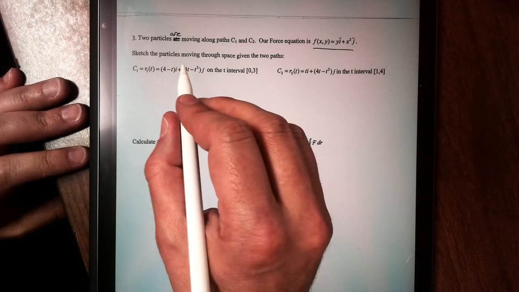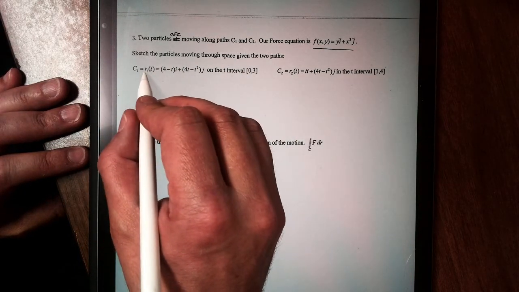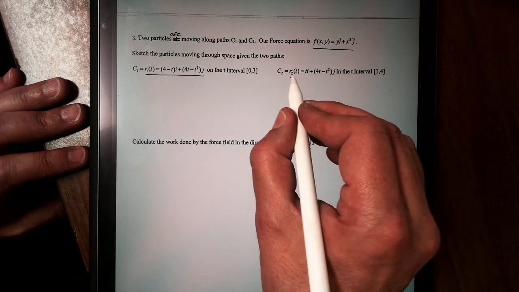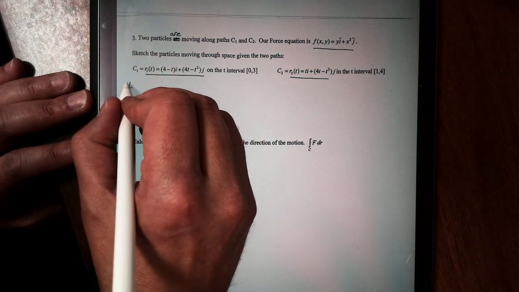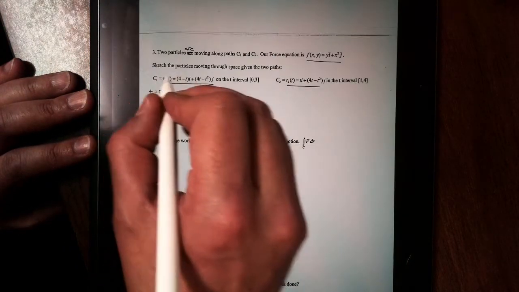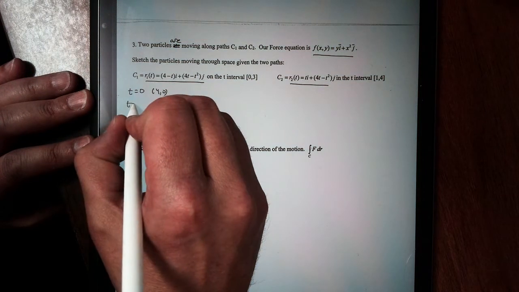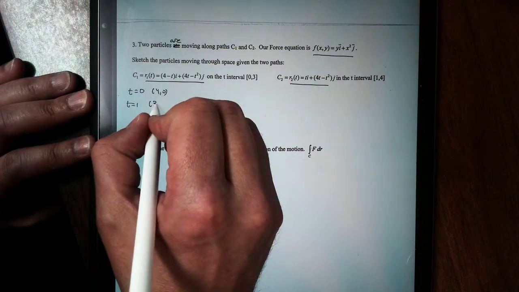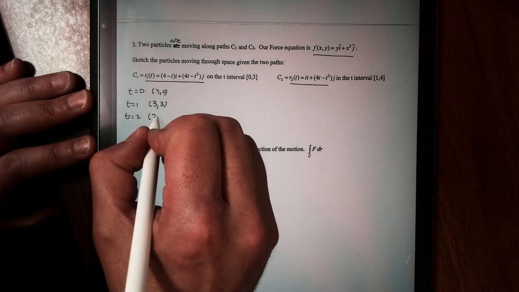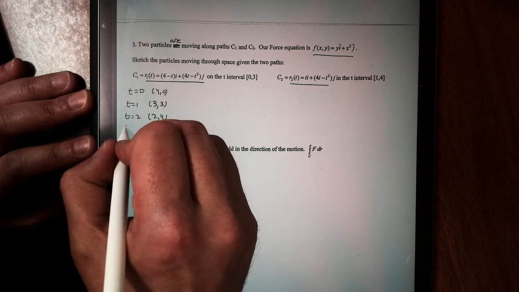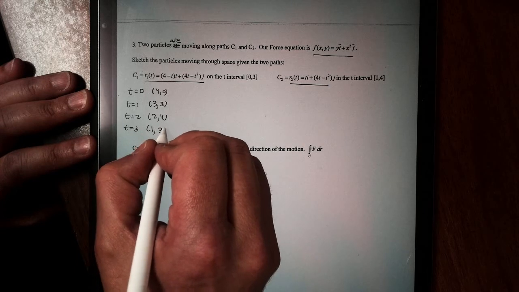So the first part says we want to sketch the particles moving through space given the two paths. So here's path 1, notice they are parametric, and path 2, also parametric. So for path 1, I'm going to go ahead and graph this. At t equals 0, I can plug this in, and we are at the point 4, 0. At t equals 1, I can plug that in, and that's going to give me 3, 3. At t equals 2, that's going to put us at 2, and that's 8 minus 4. And at t equals 3, that's going to give us 1, 3 for our location.